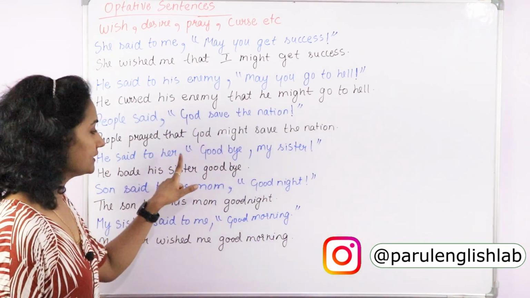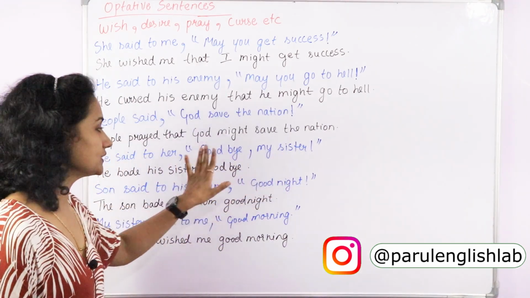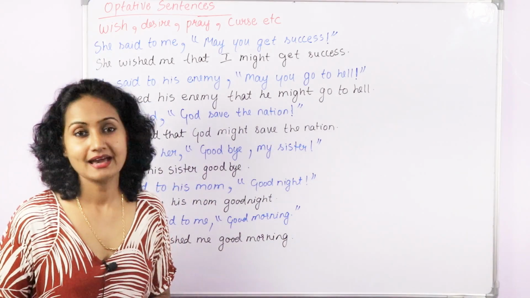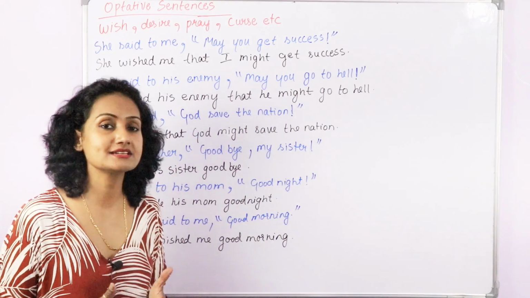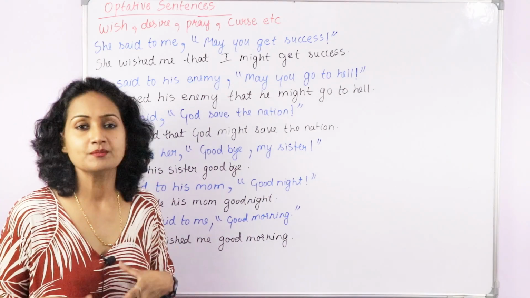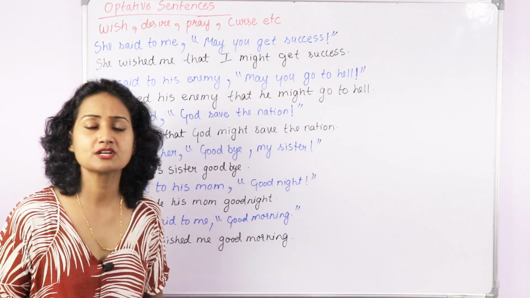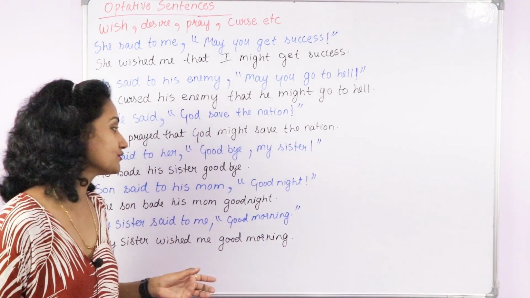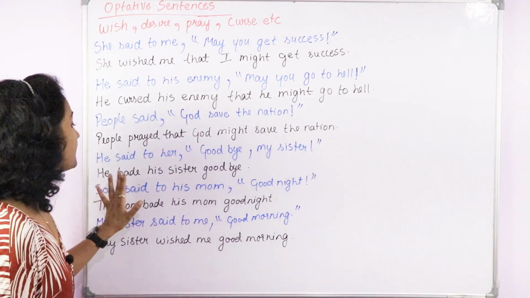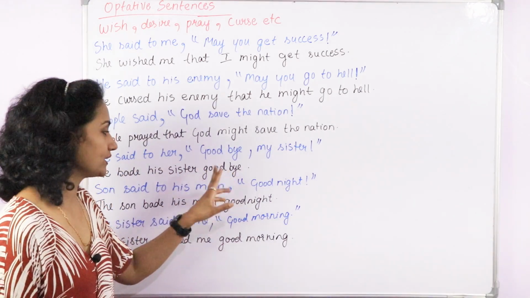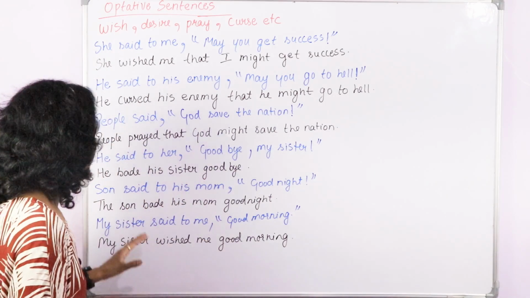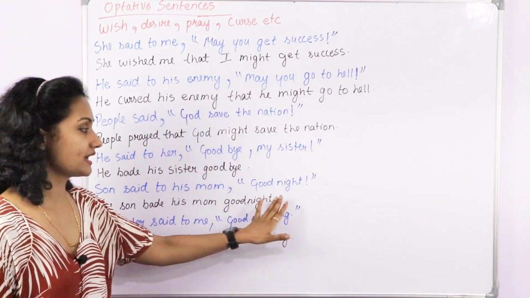He said to her, goodbye, my sister. So here for goodbye and good night, we use the verb bid. And the past form of bid is bade. So as a reported verb, we use bade. Bade, again, it means wish, but we generally use bade for goodbye and good night. So he bade his sister goodbye, or he bade goodbye to his sister. They both are correct. Son said to his mom good night.